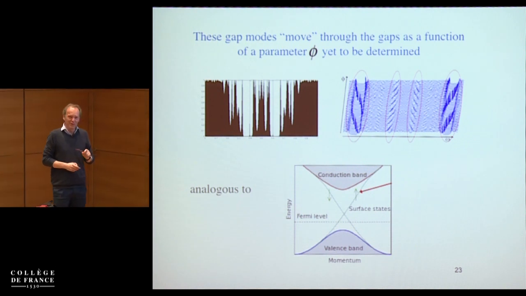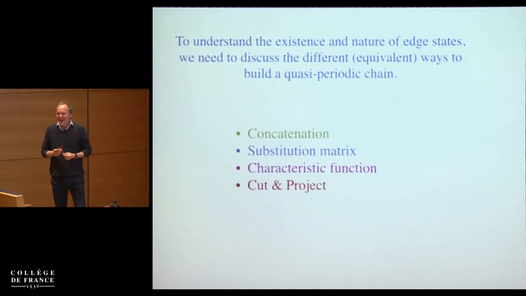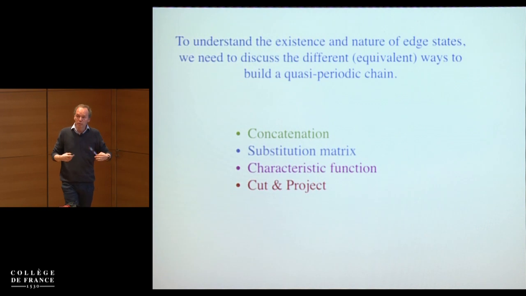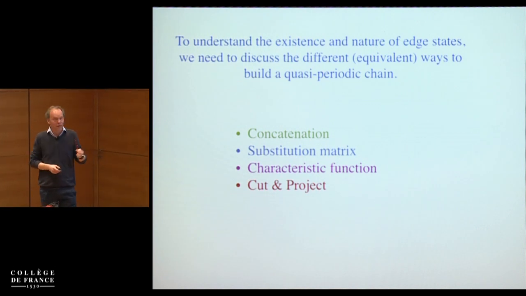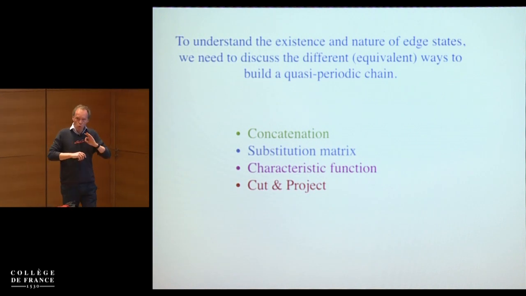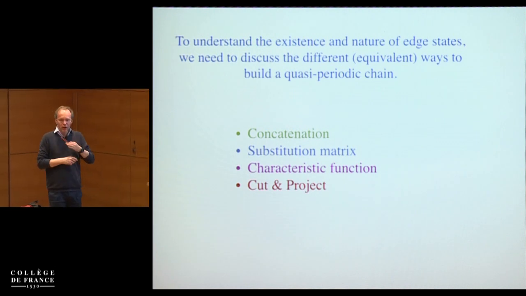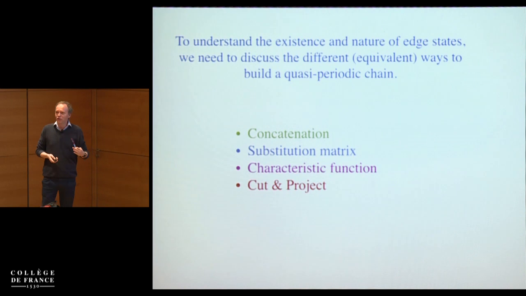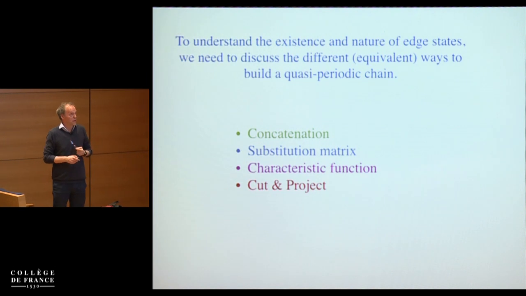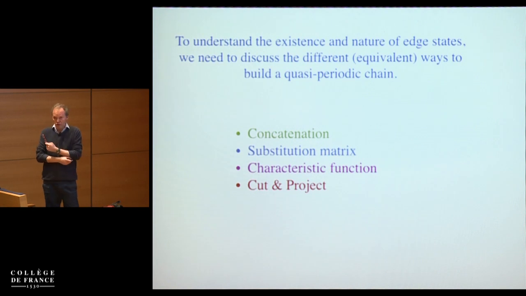Okay, good, for me too. Now, in order to understand the existence and the nature of those edge states, which means to implement the program that I just described, we need to discuss the different but equivalent ways to build a quasi-periodic chain. There are four, which are well known since a long time and well documented everywhere. I just wish to remind you of those four equivalent ways to build a quasi-periodic chain: concatenation, which we saw, substitution matrix, characteristic function, and the cut and project method.